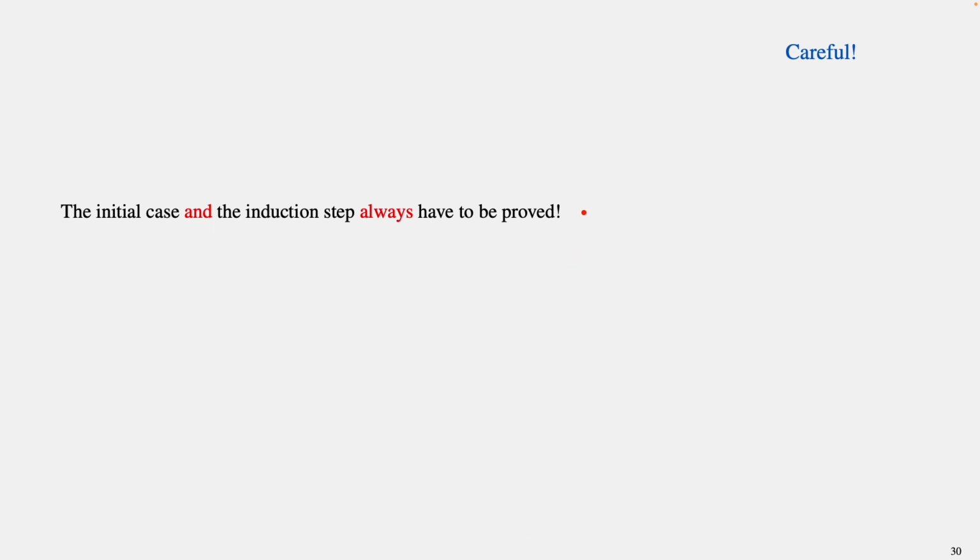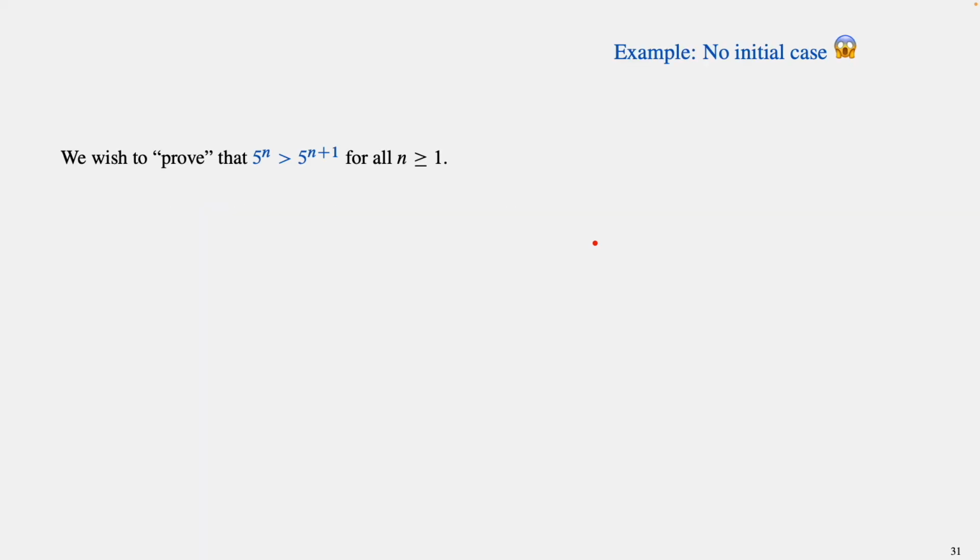And now a few words of warning are in order. I must stress that it is absolutely necessary to prove both the initial case and the induction step. Otherwise, proofs by induction can go horribly wrong. And recall, in the induction hypothesis you don't have anything to prove. It's just an assumption you have to formulate to use in the induction step. Okay, let's look at some of these occasions where things go horribly wrong.